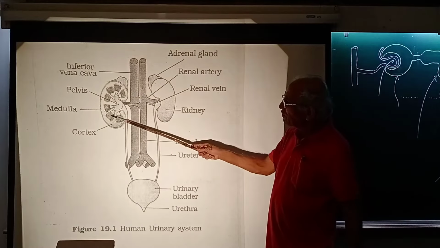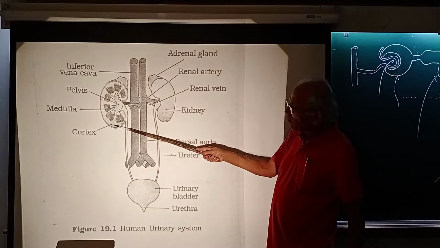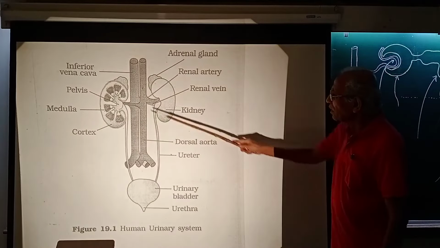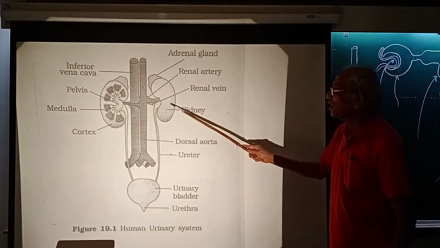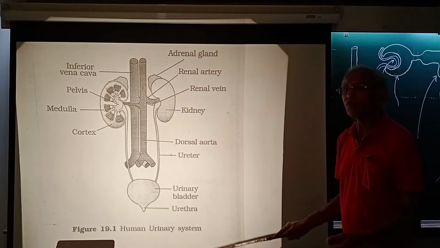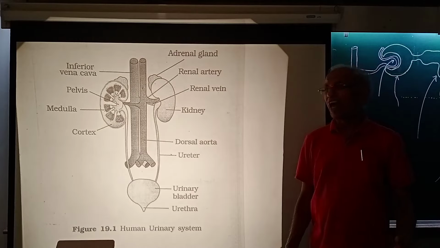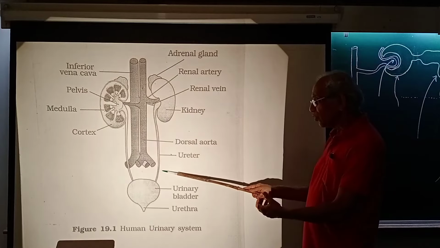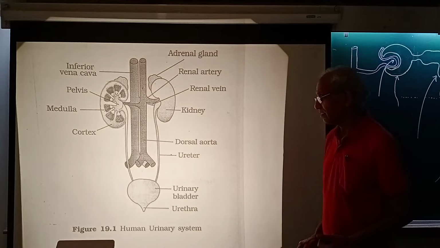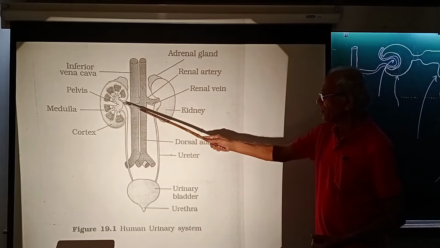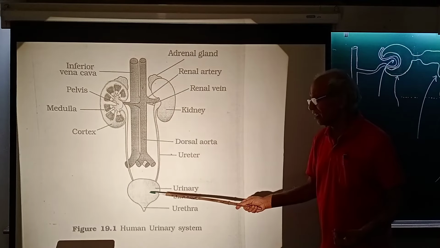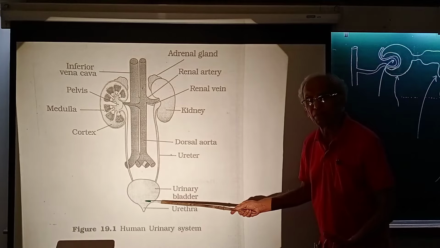Details of the internal structure of the kidney we are going to talk about: cortex and medulla and pelvis, after some time. Whatever urine is being produced here flows through tubes, and those tubes are very well known to you. They are called ureters. The ureters then join a bag-like structure, the urinary bladder. So urine is produced here, it flows through the ureters, and temporarily it gets collected in the urinary bladder.